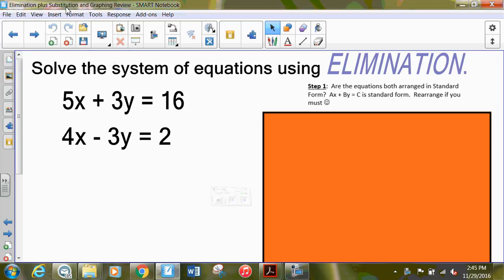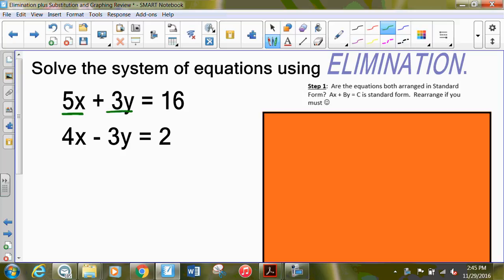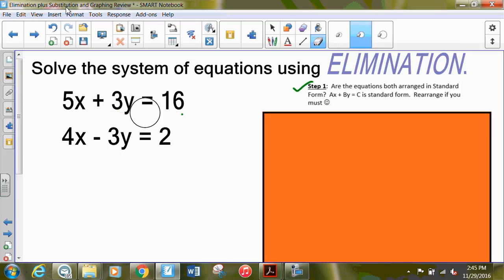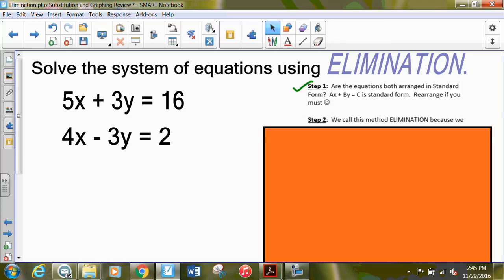Okay, let's start a lesson on solving systems of equations using elimination. I've got some steps that if we follow, it shouldn't be too bad. So step one is, are the equations both arranged in standard form? Standard form is when we've got the term with the x in it, then the term with the y in it, then the equal sign, and then a plain old number without an x or a y. So yes, that's true. Step one, both equation 1 and equation 2 are in standard form. So we get to move on to step 2.